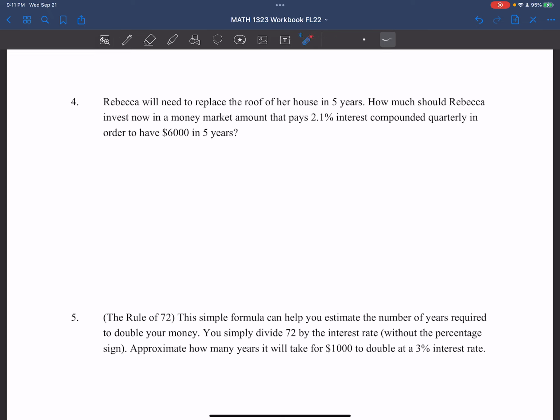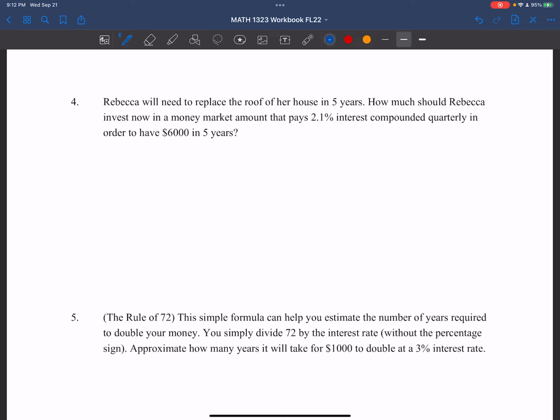So Rebecca, which happens to be my wife's name, is needing to get her roof replaced, which also happens to be something we're in the process of right now. Unfortunately, I think it's going to cost a lot more than $6,000. So if, let's say, we were to tell our past selves, this is coming, start saving. How much should you invest now so you have some extra money just set aside with the interest to pay this off?